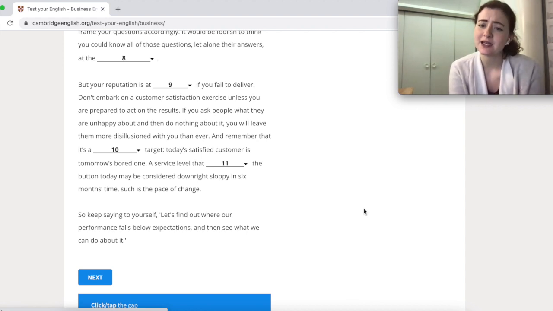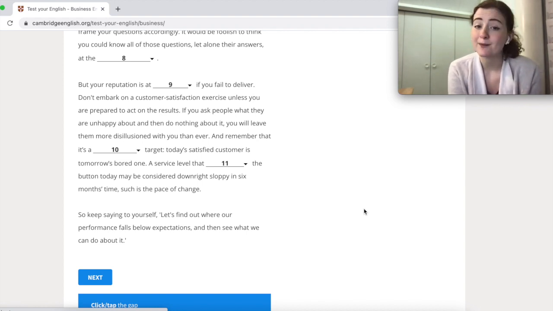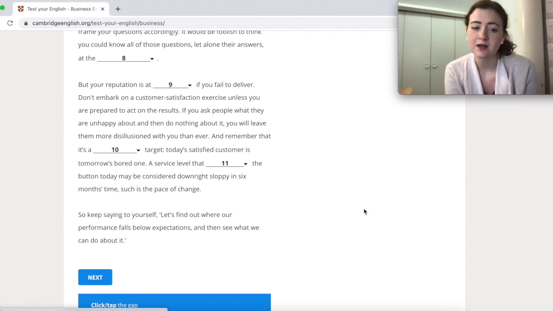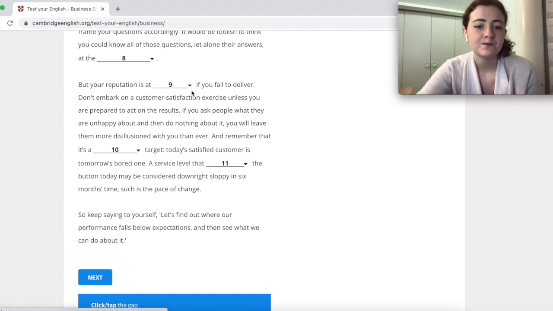And remember that it's a blank target. Today's satisfied customer is tomorrow's bored one. A service level that blank the button already today may be considered downright sloppy in 6 months' time. Such is the pace of change. So keep saying to yourself, let's find out where our performance falls below expectations and then see what we can do about it. Let's look at number 9.